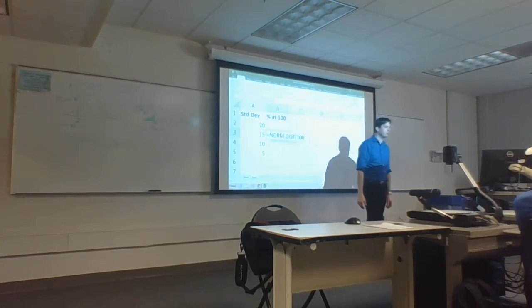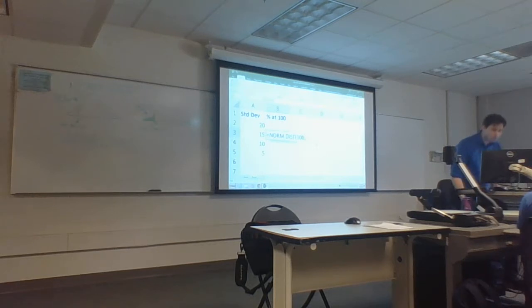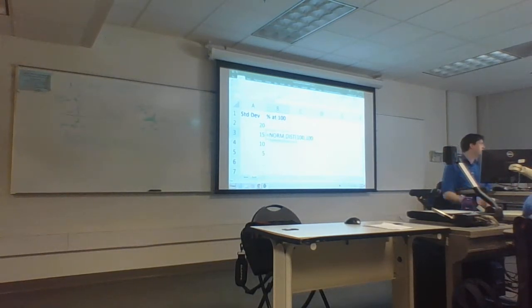Then we put in a comma for the second argument. Our mean is also 100 because the average IQ is 100. If we want to know what percent of the population has a 90 IQ with an average of 100, we would put 90, 100. If we want to know what percent of the population has a 150 IQ, we would put 150, 100. Then a comma. Any questions so far, by the way?